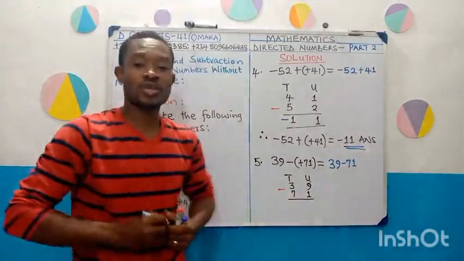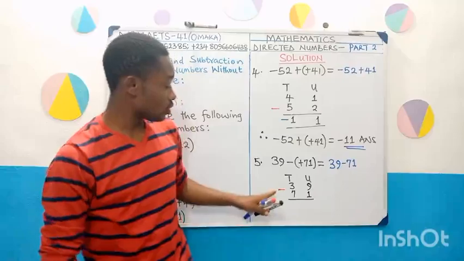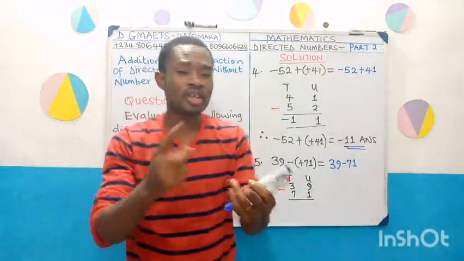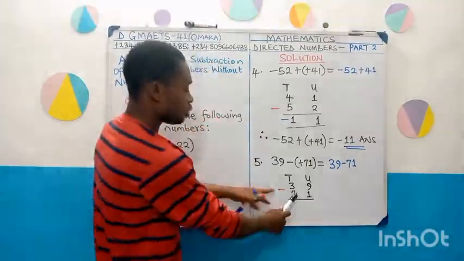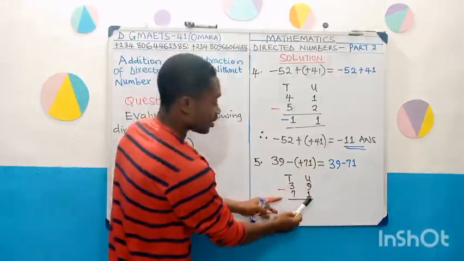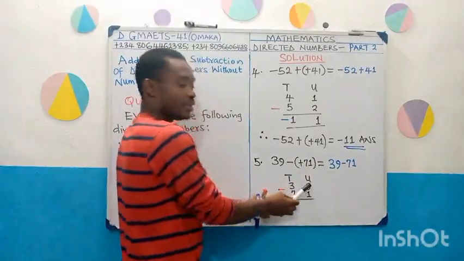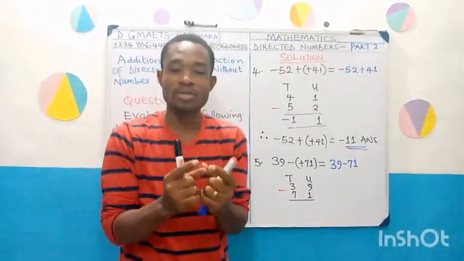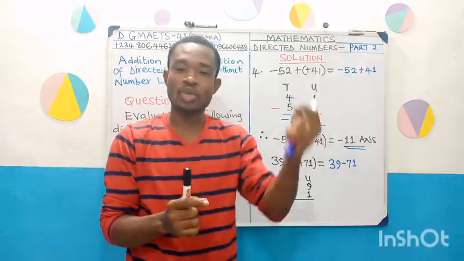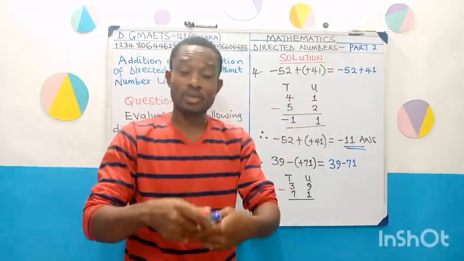Okay, we want to do the subtraction now. Remember, if you want to do the subtraction, it's the bigger one minus the smaller one. So let us do that. The bigger one is under here, so we'll do it like 1 minus 9. 1 minus 9 is not possible. You cannot remove 9 from 1 because 9 is bigger.